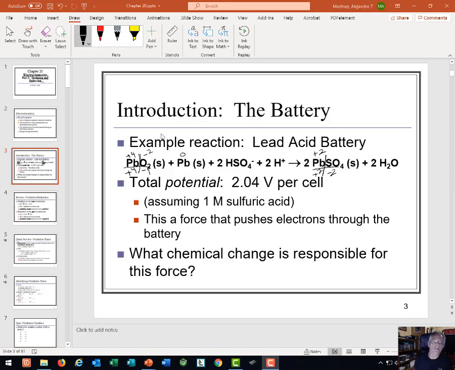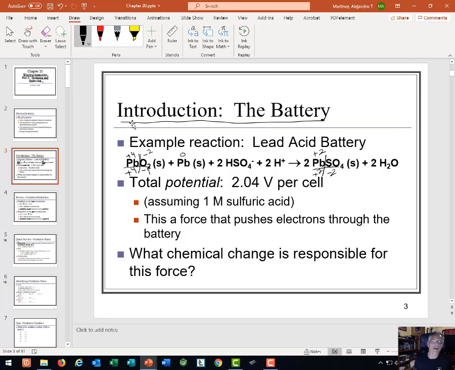So let's introduce you to the battery. This is a lead-acid battery, not a particularly efficient battery. You have them in all internal combustion engines. It drives the starter, gets your internal combustion engine going by turning it over. And so here we go.